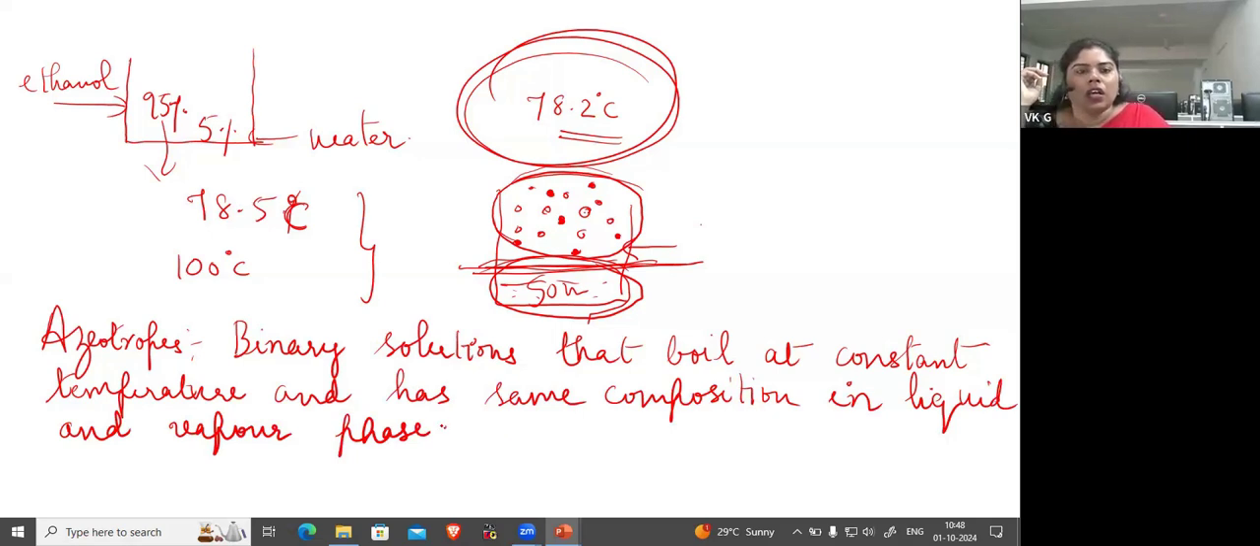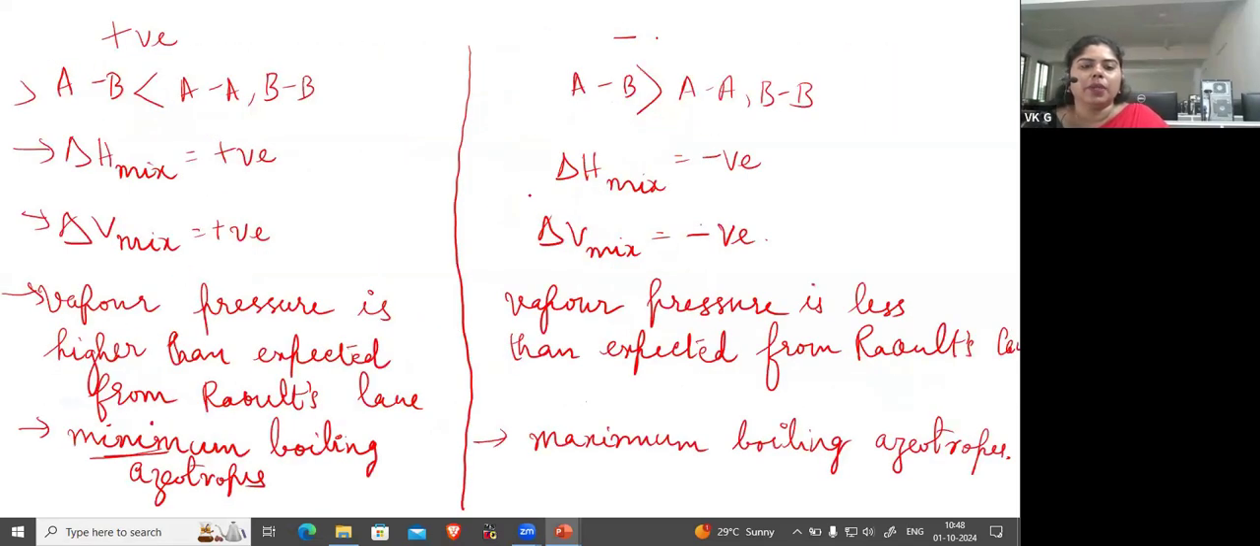Okay. Very, very important to be understood. So that is one thing. I hope you have copied it down. So your positive deviation solutions will be a minimum boiling azeotrope. Negative deviation solutions will be maximum boiling azeotropes. So you will find more value than expected.